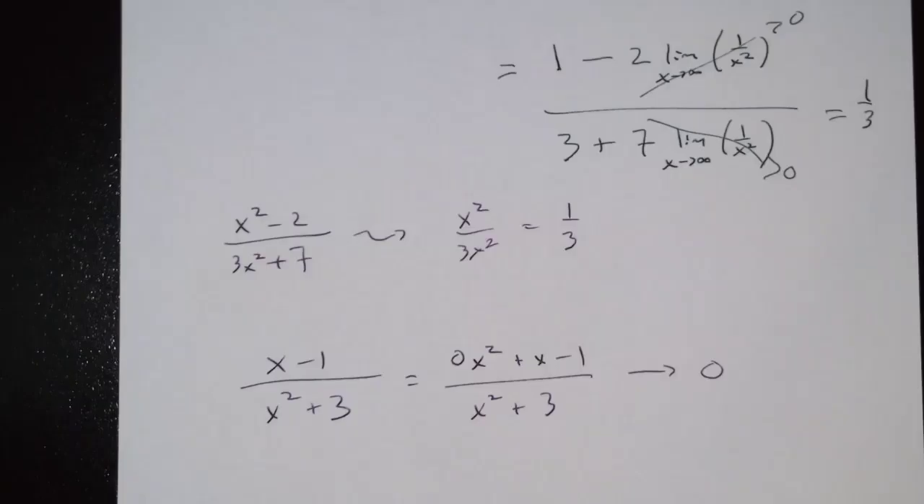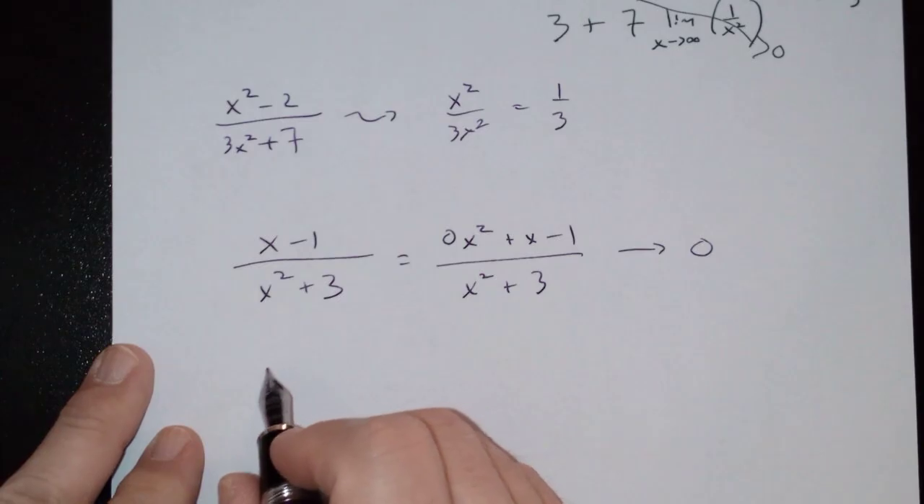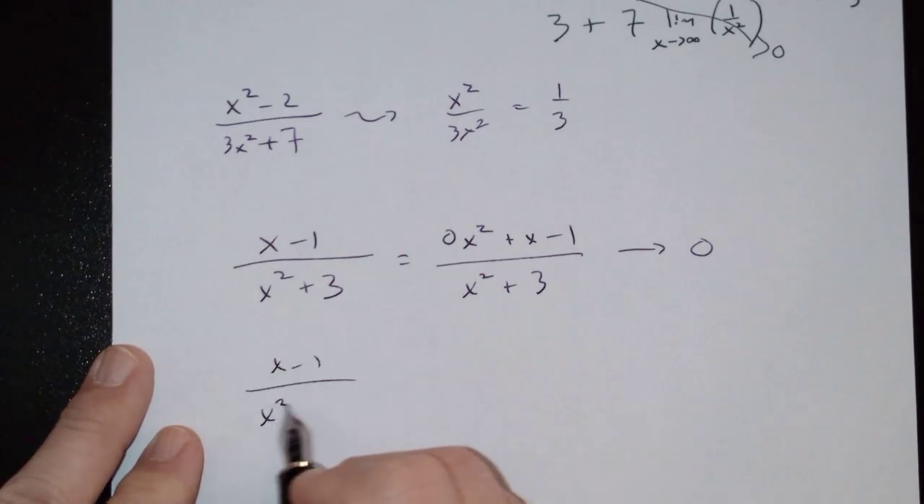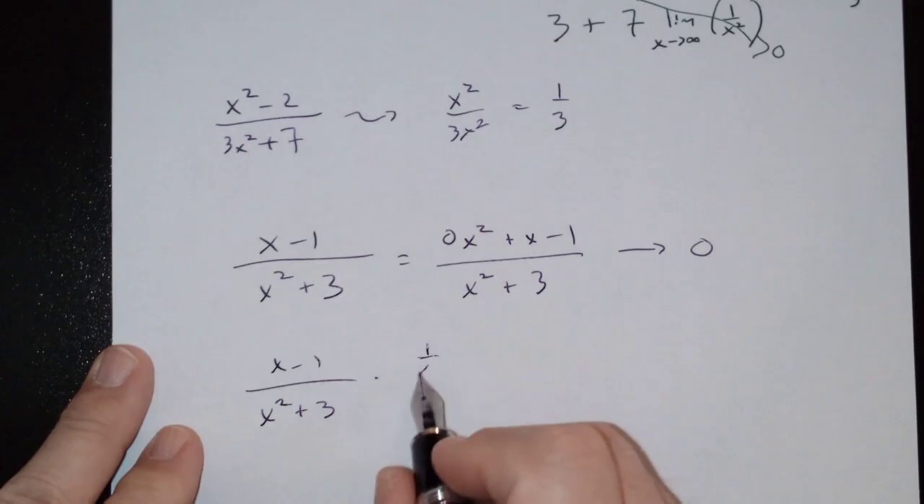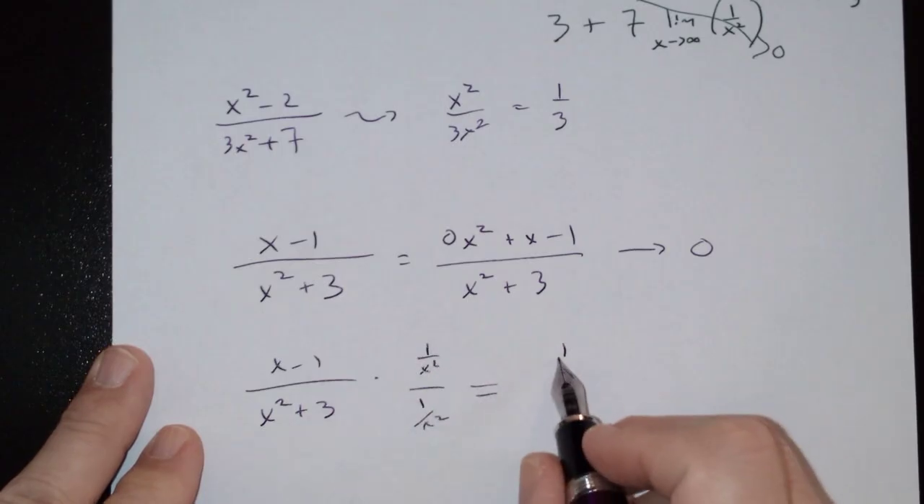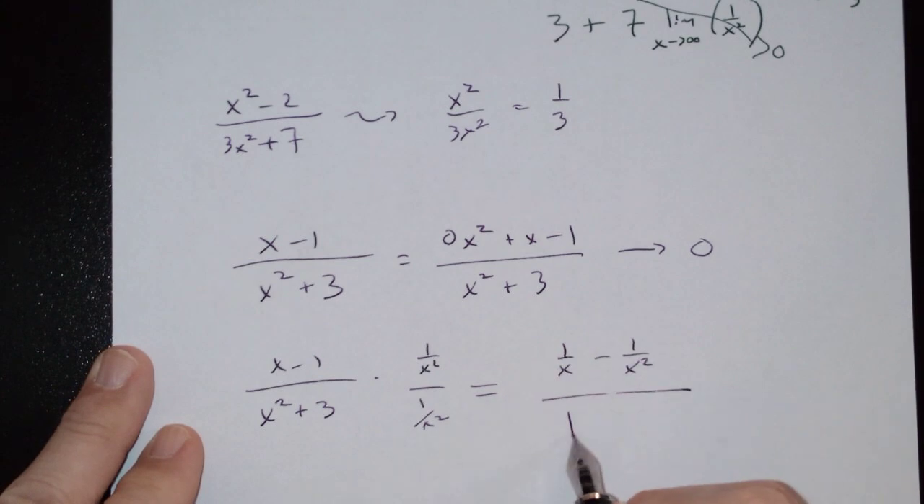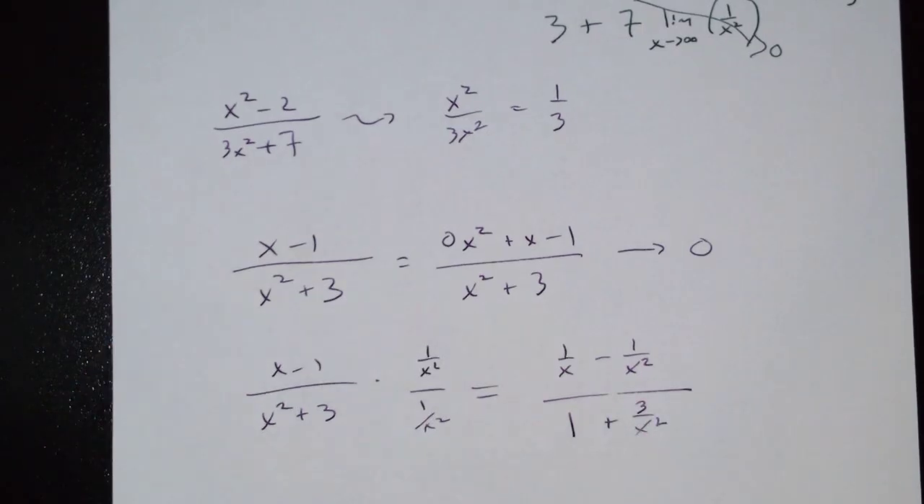I could actually think of it another way. I could say, I'm going to do this same game, and I'm going to write x minus 1 over x squared plus 3, and I'm going to do 1 over x squared and 1 over x squared, and that's going to give me 1 over x minus 1 over x squared over 1 plus 3 over x squared. And now what happens to everything on the top when I go to infinity? All the stuff on top gives me a 0, doesn't it?